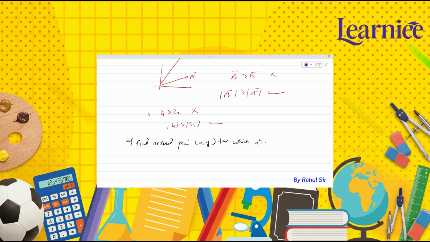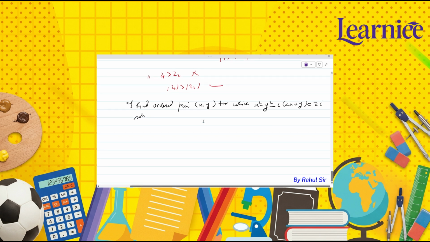x squared minus y squared minus i times (2x plus y) is equal to 2i. Okay, so clearly we can use the equality of complex numbers here. So we can compare the real and the imaginary parts and solve.